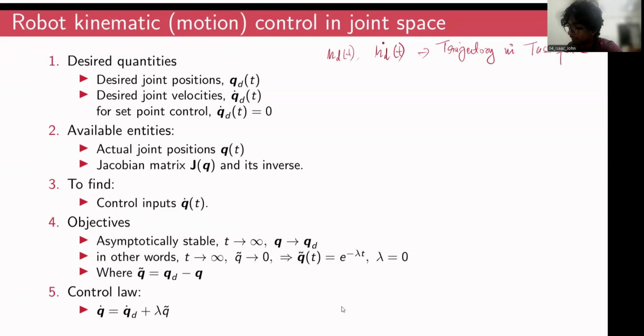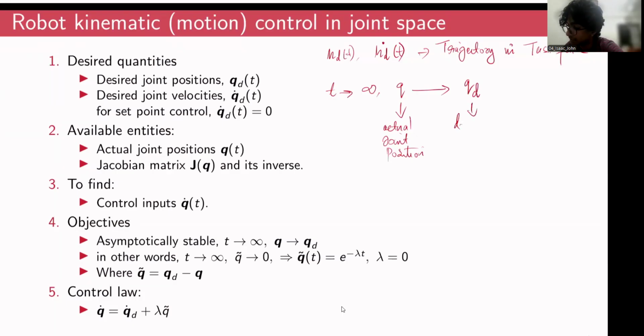But now you have an additional constraint, right? The objective of this controller is that the system should be asymptotically stable. As time t goes from 0 to infinity, the difference between the actual joint position, which I'll denote as q, and the desired joint position should vanish. So as time t tends to infinity, the actual joint position should converge to the desired joint position.